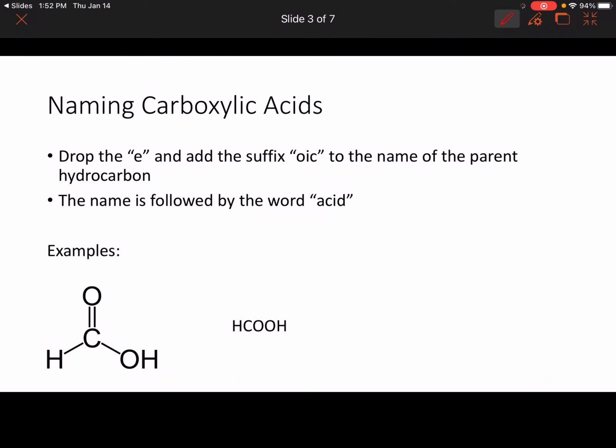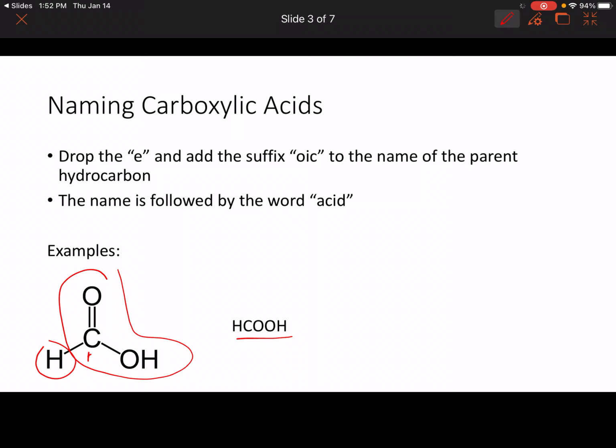Now, when we name carboxylic acids, you're going to drop the E and add the suffix oic to the name of the parent hydrocarbon. And then the name is followed by the word acid. So, for example, here I've drawn the structure for you as well as written how it would look typed out. We've got one carbon, and I know it's a carboxylic acid because it's got this carboxyl group. This middle carbon has 3 bonds: 2 to the double bond oxygen, 1 to the hydroxyl group. And so we have room for 1 hydrogen here.